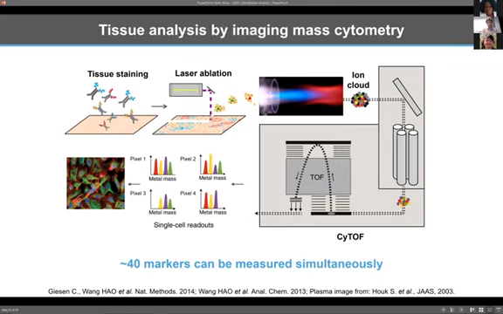And every time the laser hits the tissue, it generates a particle cloud of the tissue. And these particle clouds, akin to the single cells, are then analyzed in the mass cytometer. The result is that for every laser shot, we know about the distribution and abundance of the isotopes in that location, and therefore we know which markers were expressed. Ultimately, such a laser shot is akin to a pixel in an image. At the moment, we routinely measure 40, sometimes a few more markers with subcellular resolution on tissues.